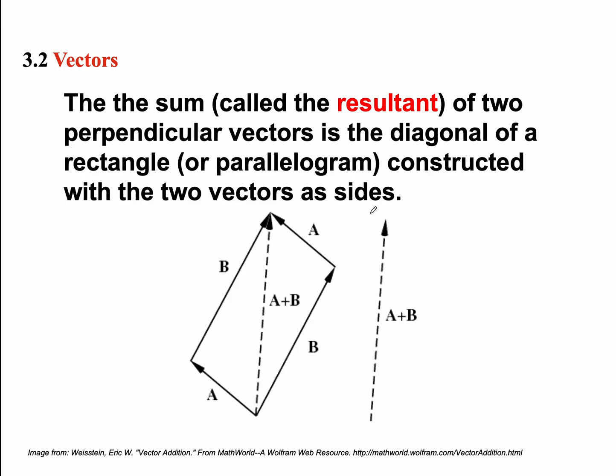How do you add vectors? Well, when you add numbers, you just get the sum. We have a fancy name for the sum of vectors. It's called the resultant. And the resultant is the sum of 2 or more vectors. How do you find it?